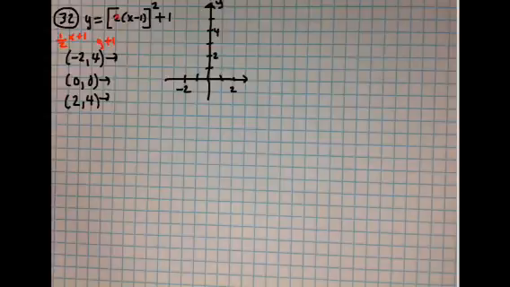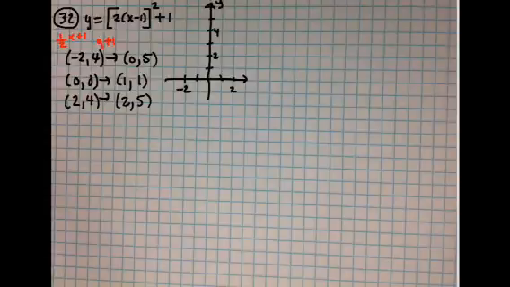It's 1/2 because this is b, and we take the reciprocal of b. And then +1 because of this, and then right here y +1 because of this. Okay, so let's go ahead and transform the points. So half of -2 is -1, +1 is 0. And then 4 + 1, 5. And then 1/2 of 0 + 1 is 1. And then 1/2 of 2 is 1, + 1 is 2, and then 4 + 1 is 5.